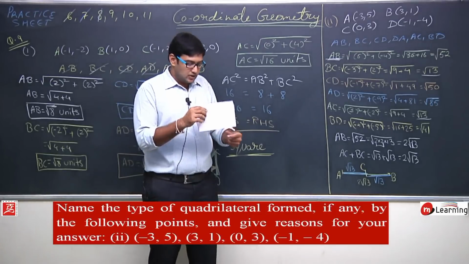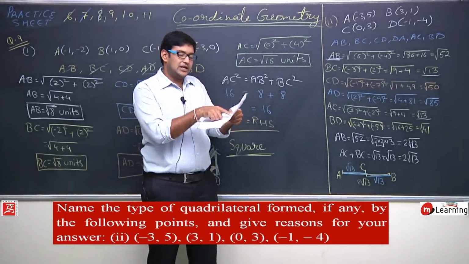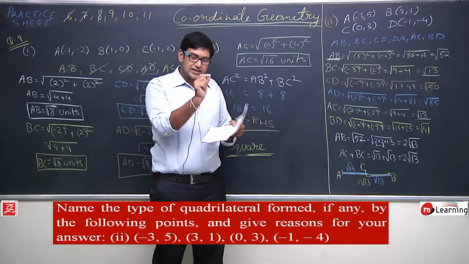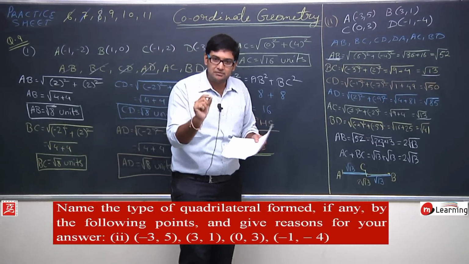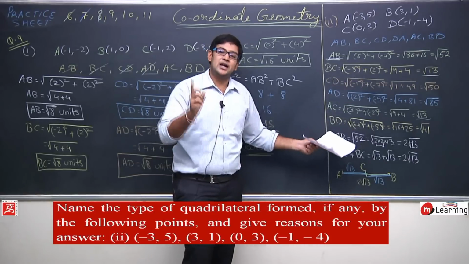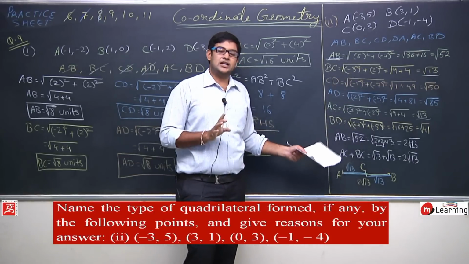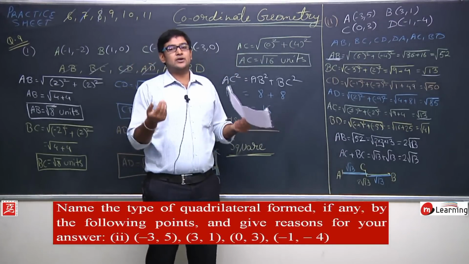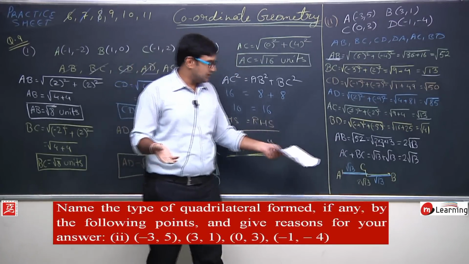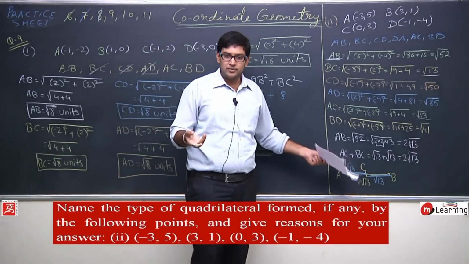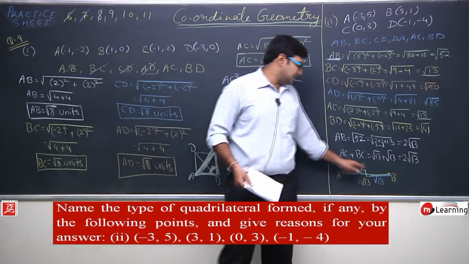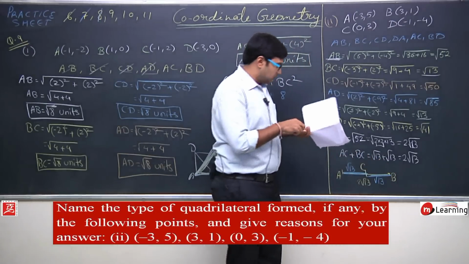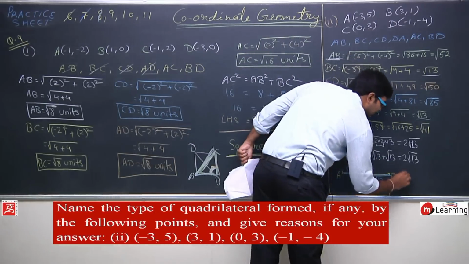So in this question it says name the type of quadrilateral formed if any. Okay, so there is a condition if any. If any means अगर quadrilateral बन रहा है तो उसका नाम बताना है, अगर quadrilateral नहीं बन रहा तो just simply write that quadrilateral is not formed. And what is the reason why quadrilateral is not forming here? Because A, C and B are collinear points. Okay, so answer is no quadrilateral.